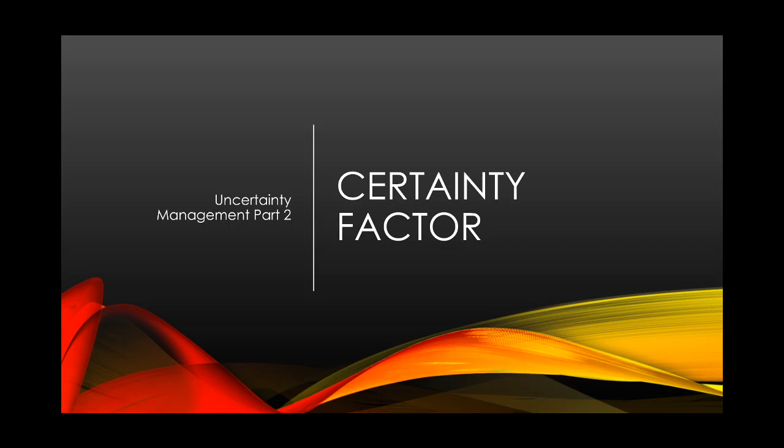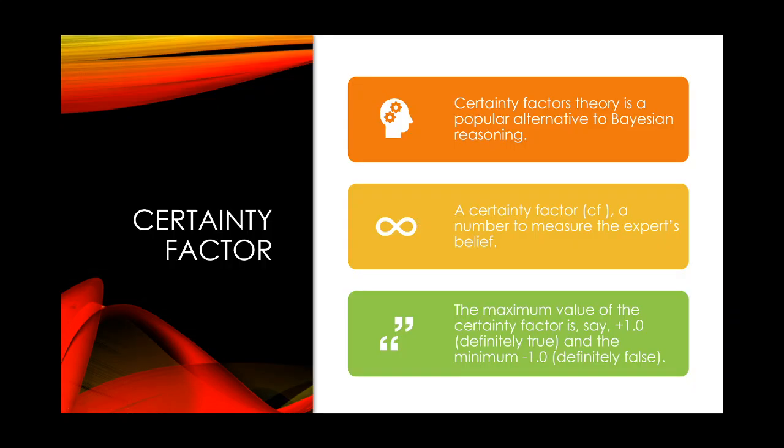So the second tool of uncertainty management would be certainty factor, right? So what is certainty factor? Certainty factor is a theory. It is a popular alternative to Bayesian reasoning, whereby we use CF, a number, to measure the expert belief. The maximum value of the certainty factor is +1, which we define as definitely true, and the minimum is negative 1.0, that is definitely false.